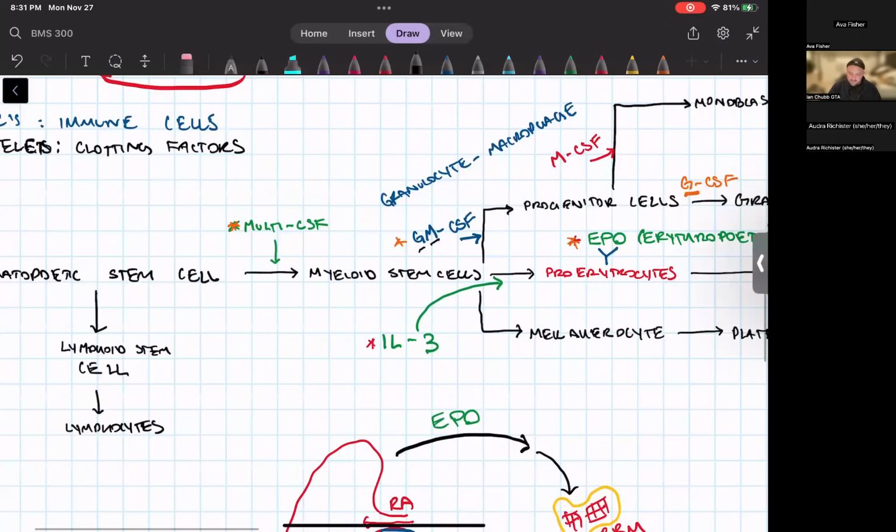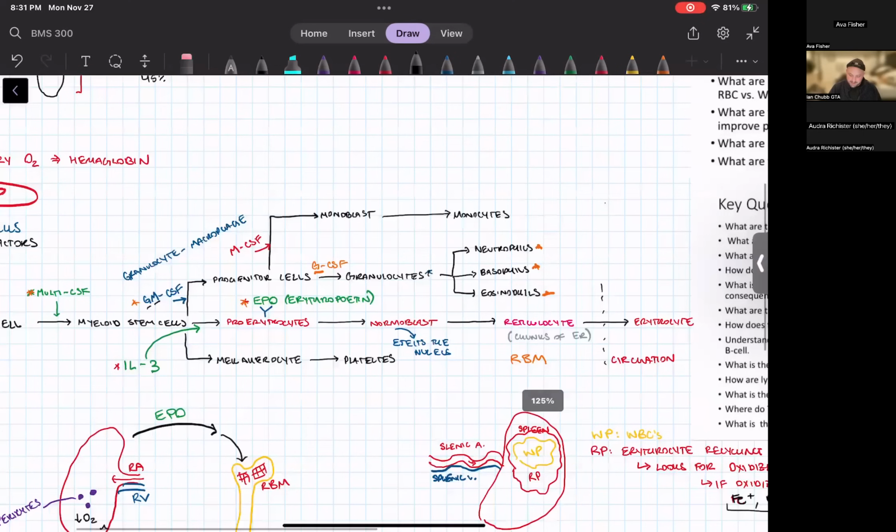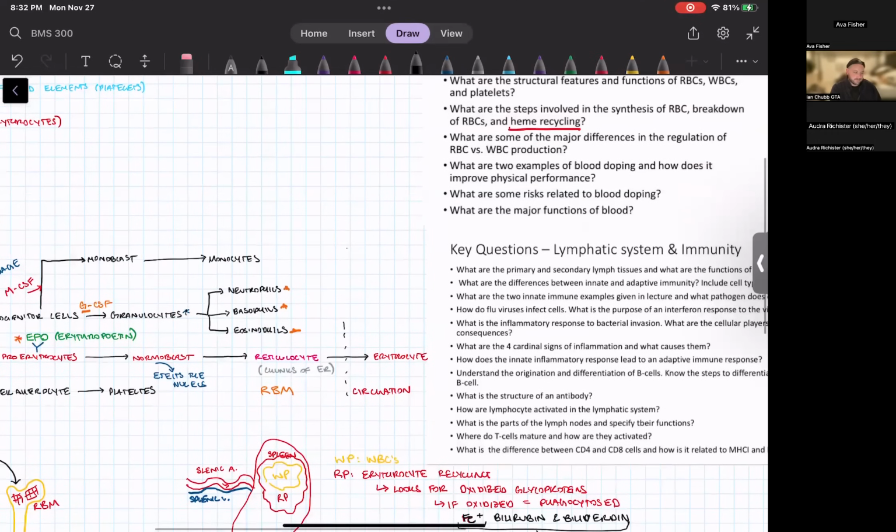And then I think really that's kind of the lineage breakdown. Do you guys have any questions on that? Or at least what I feel like is going to be important for you to know. Cool. If not, let's move on to the last two.